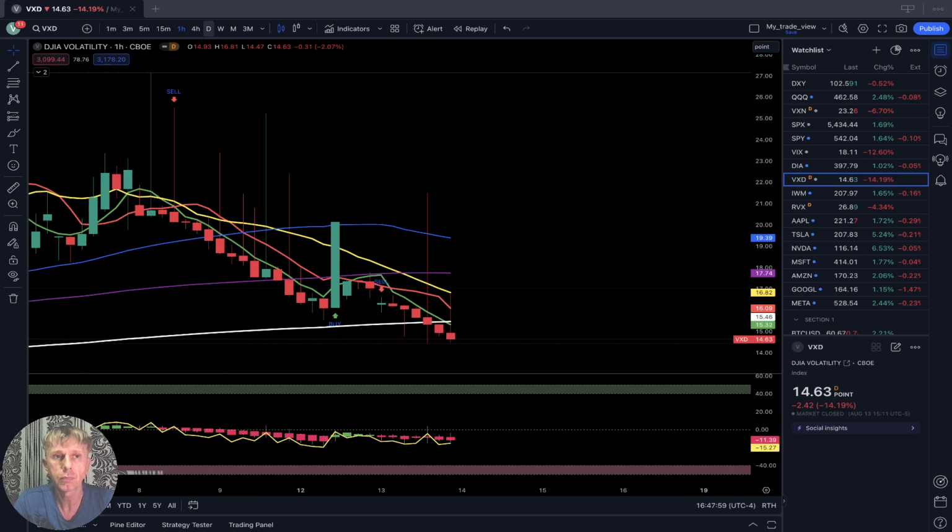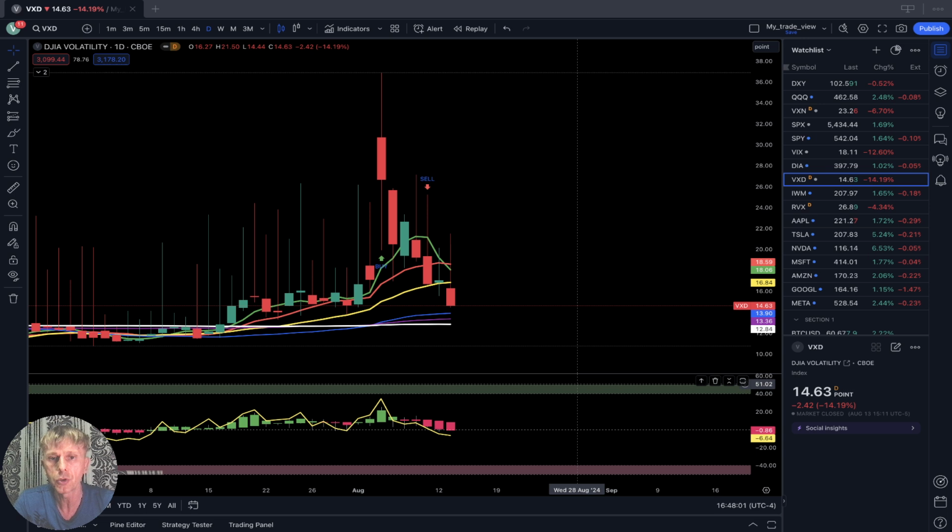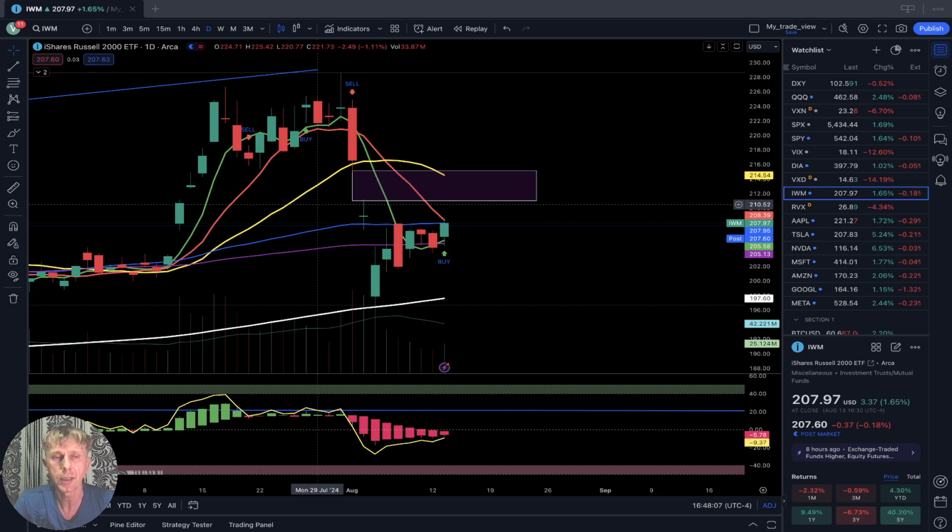DXY, the volatility index for Dow Jones, also did a bearish reversal. IWM, Russell 2000, plus 1.5%, 1.65.